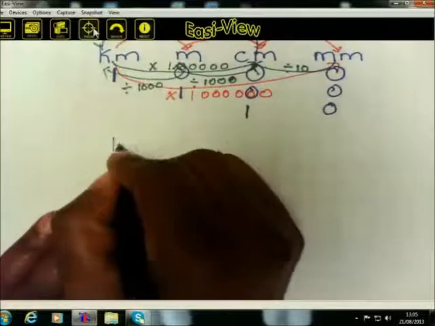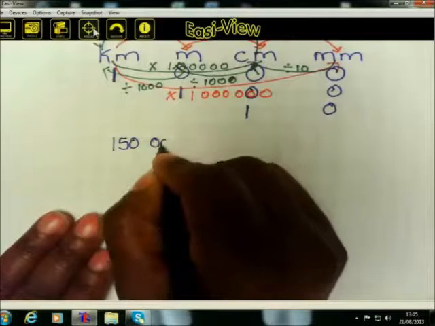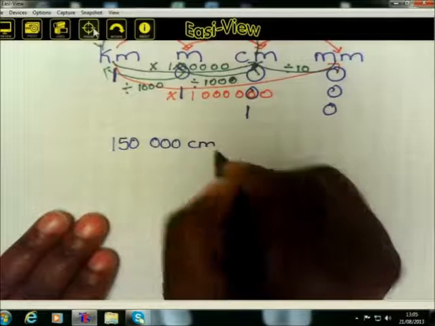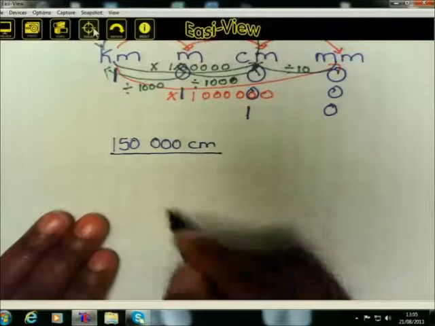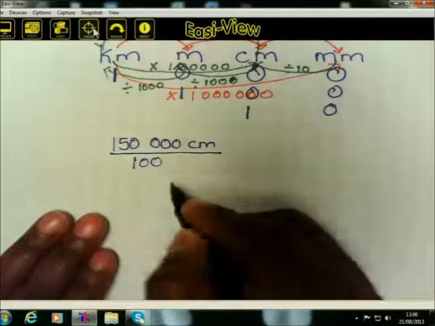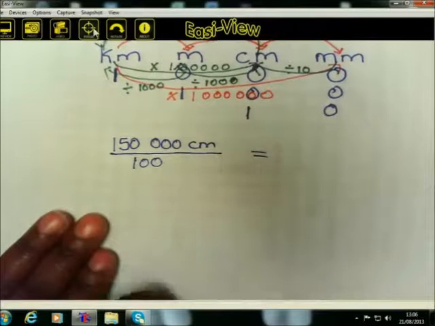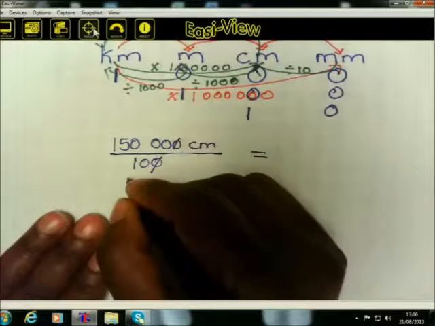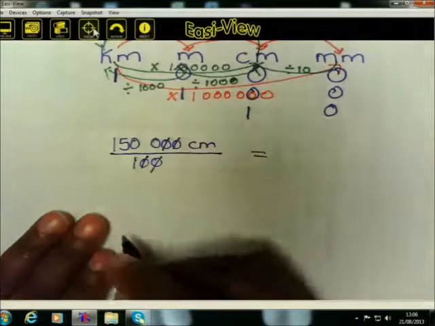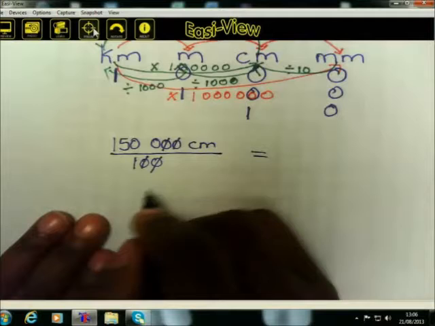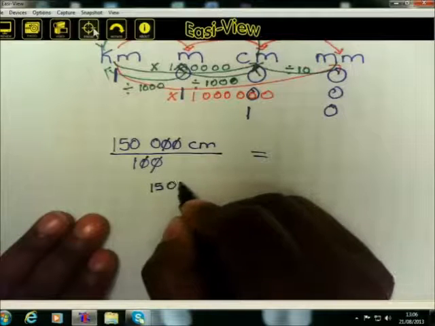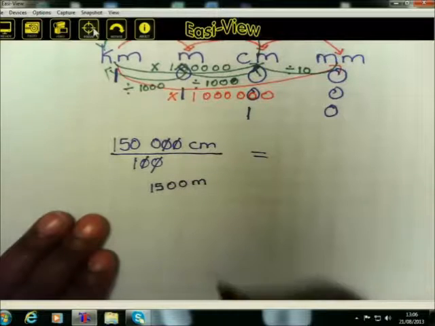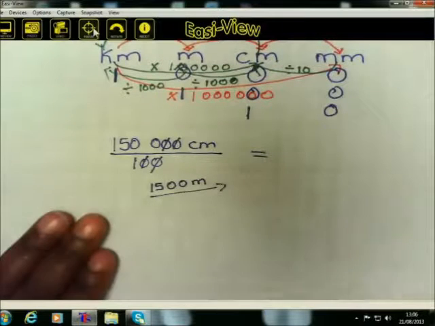Let us go back. The number that we have is 150 centimeters. We are converting to meters, so I've said we are going to divide by 100. We don't need a calculator. This 0 will cancel this one. This 0 will cancel this one. Now you are having 1,500 meters.